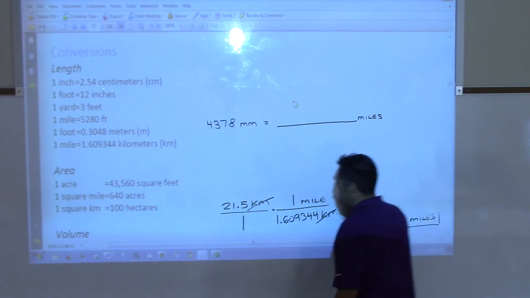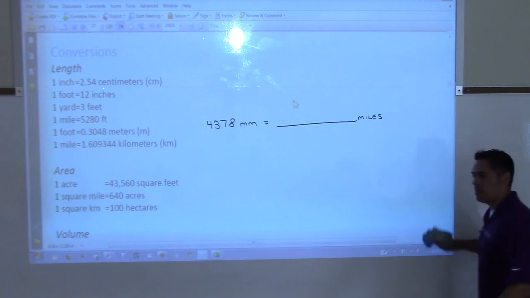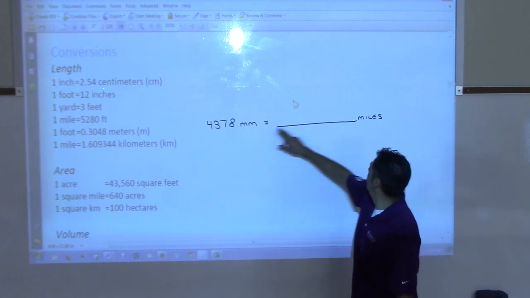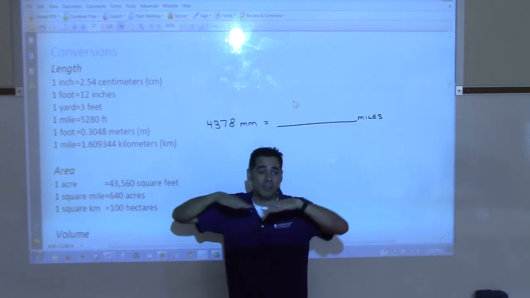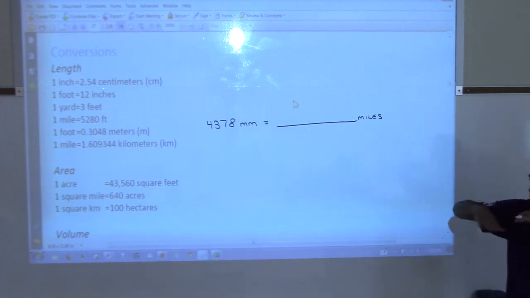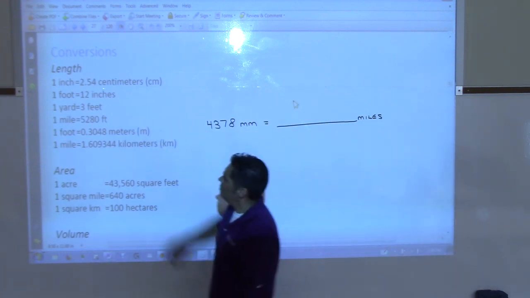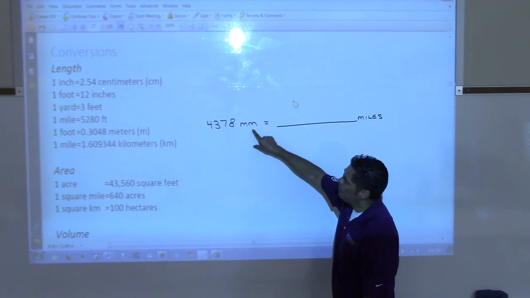So what you want to do here is you want to start thinking of a way you can get from one to the other, almost like a path that you're going to follow. So we somehow need to get from millimeters over to miles. So you look at this, is there anything that connects millimeters and miles directly? No, right? There's nothing here that does millimeters and miles. But there is a way to get from millimeters to what? You can get from millimeters to centimeters.